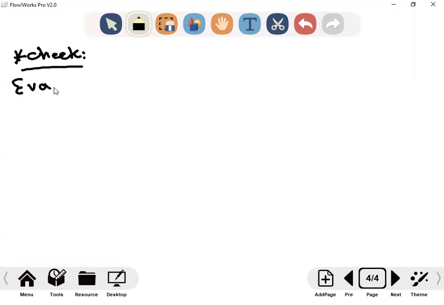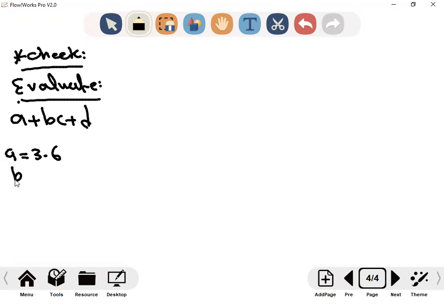Evaluate A plus BC plus D. A is given 3.6, B is 2 and 4 over 5, C is negative 1 over 2, and D is 6 and 3 over 4.